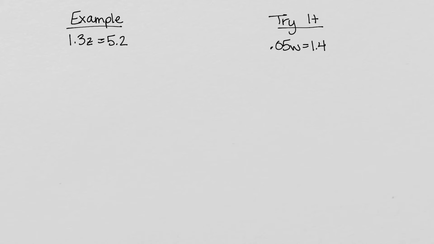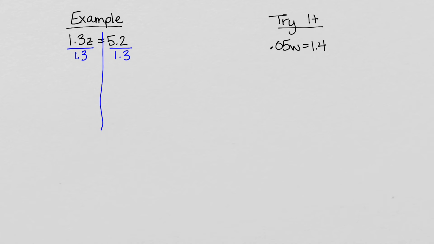Okay, the next example is 1.3z equals 5.2. So there's nothing between the 1.3 and the z, but what's happening is multiplication, okay? And the inverse of multiplication, to be able to get this z all by itself and get rid of the 1.3, is division. So I'm going to divide by 1.3 on this side, but if I do it on that side of the equal sign, I have to do it on the other side of the equal sign.